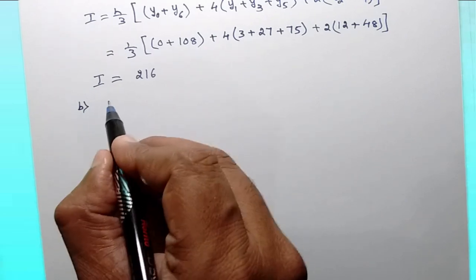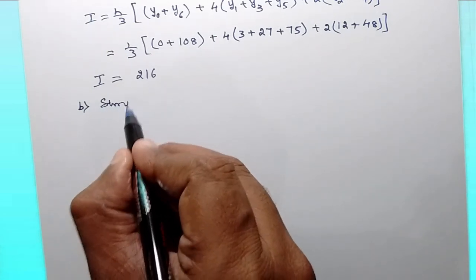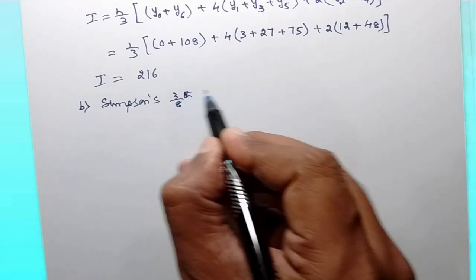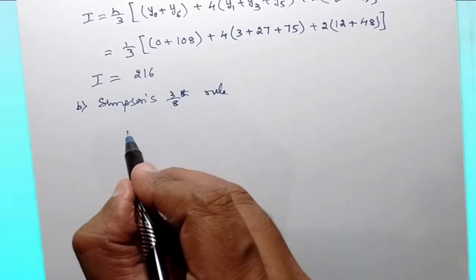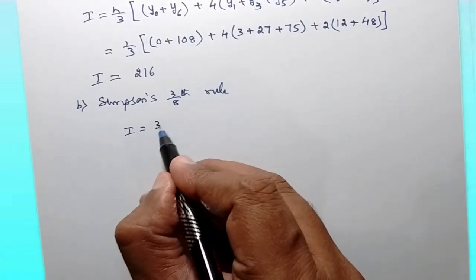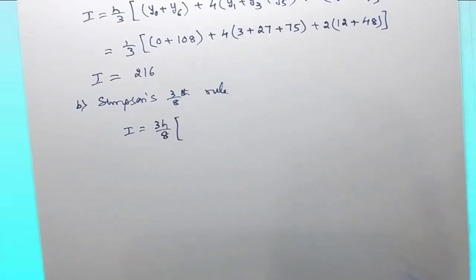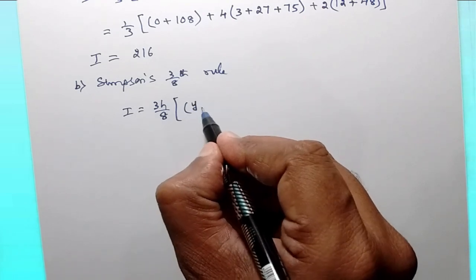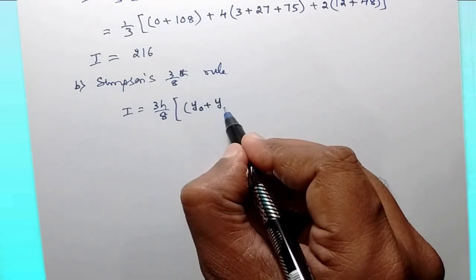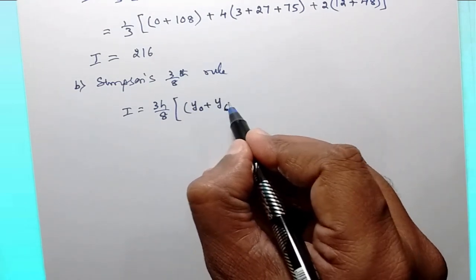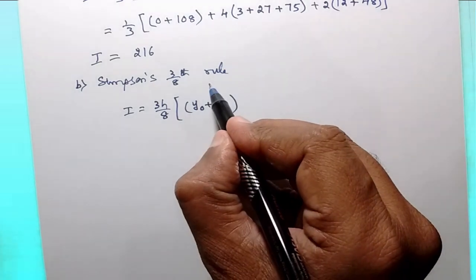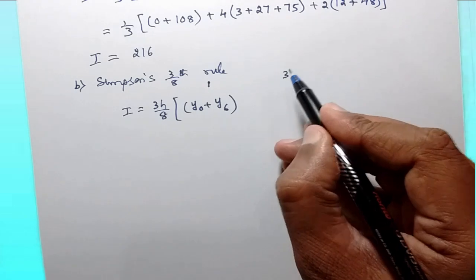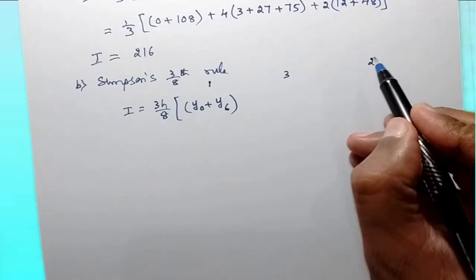Now go for the next rule, which is Simpson's 3/8 rule. So I will be equal to 3h by 8. So how to write the formula? You have to write the initial and final value, y0 plus yn. Here yn, the final value, is y6. The coefficients will be 1 times the initial and final value, 3 times and 2 times.